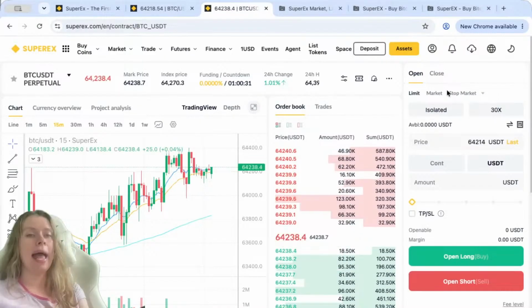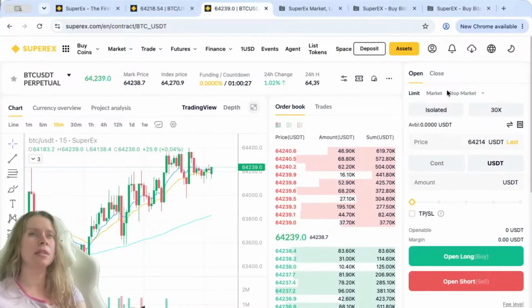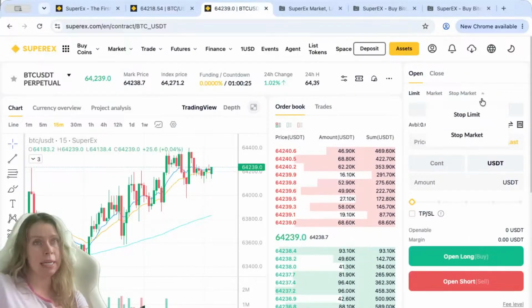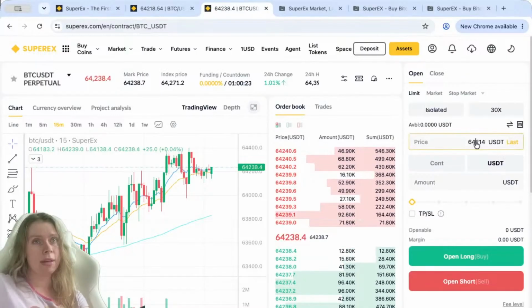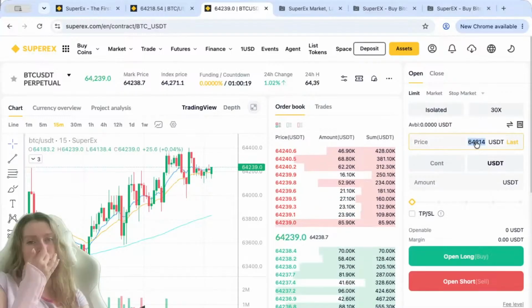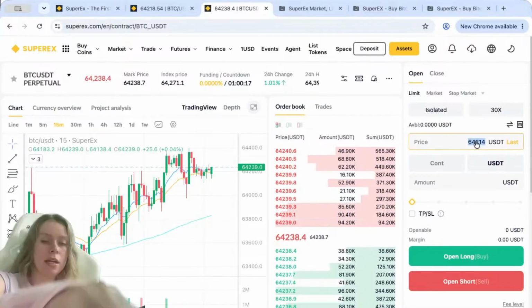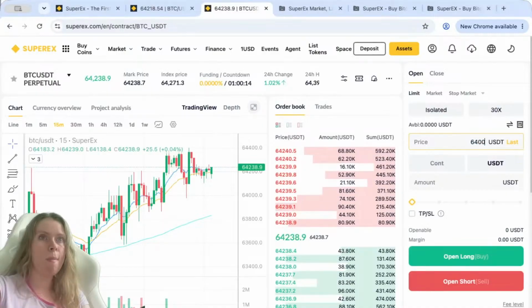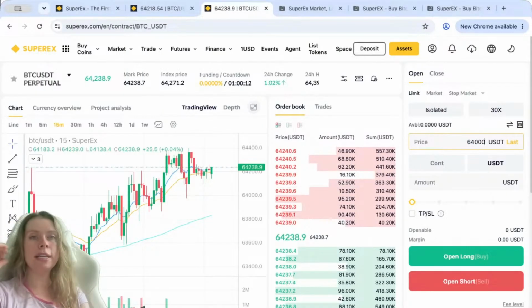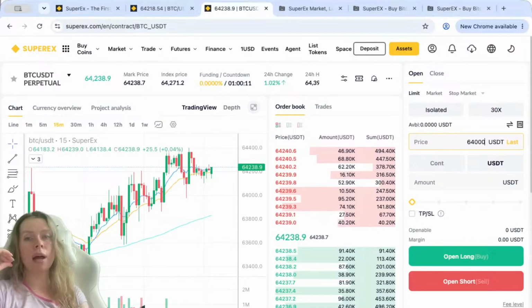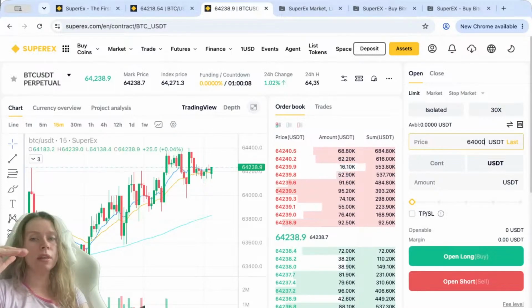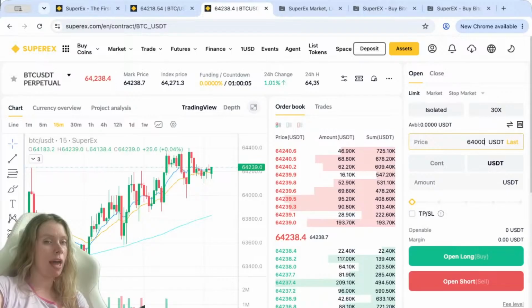Okay, and on the price field, right now, Bitcoin's sitting at $64,214. So I'm going to bid just a little dip from the current and go to 64,000 USDT. So if Bitcoin drops there, my order fills. If it doesn't, nothing happens and I can cancel anytime, which we love.